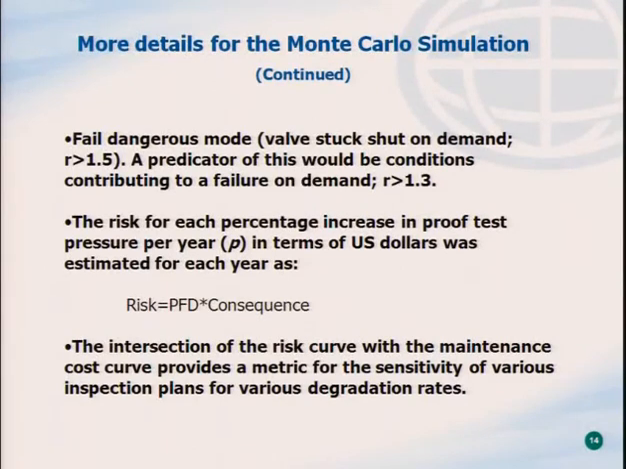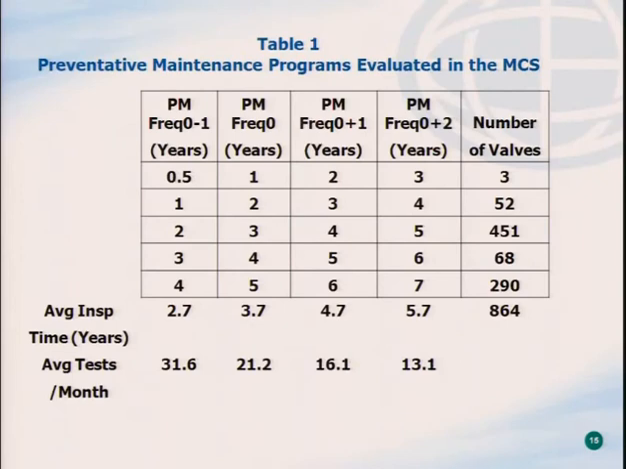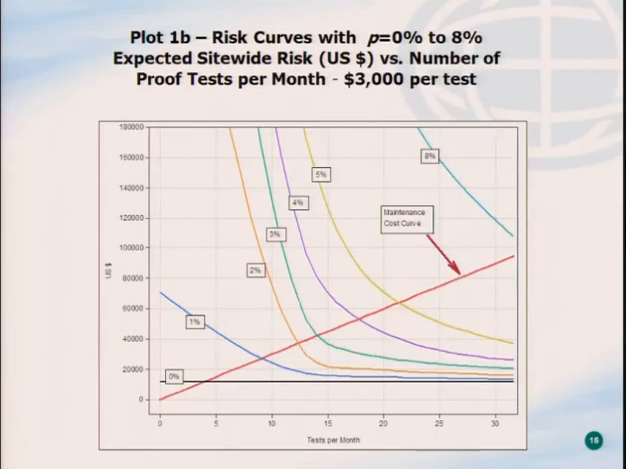Define risk, probability of failure on demand times consequence, and I generated various risk curves. But before I did that, I said, okay, preventive maintenance frequency zero. What's my average number of inspections per year? Converted that into tests per month. Far right-hand column, I have the number of valves within each of these intervals, and so forth. And the program that we have, the average inspection time is 3.7 years, and that comes out to be about 21.2 tests per month for our population.